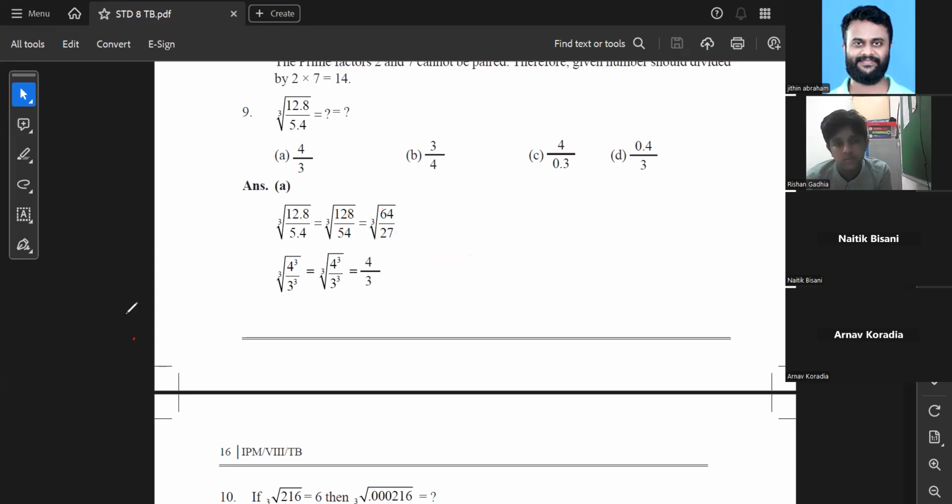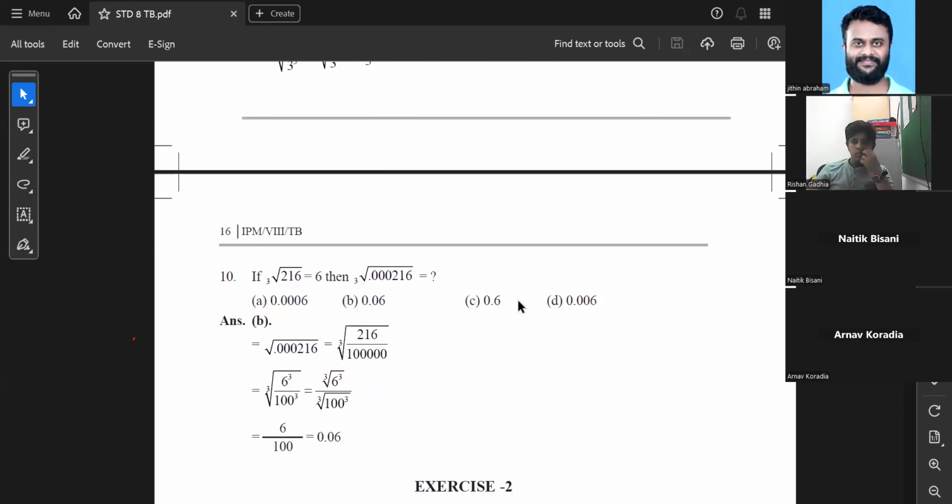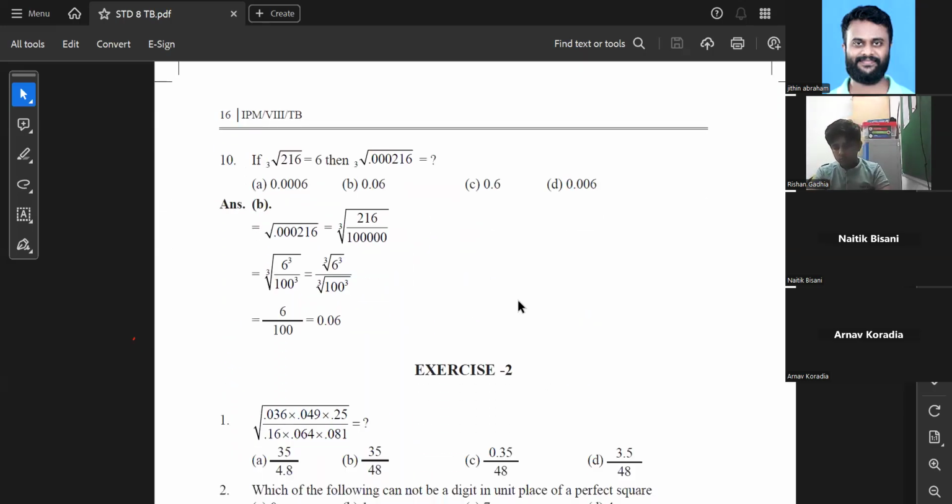Yes, sir. Sir, in the next problem, there is a printing mistake, no? It should be the cube root of 216. It is written as square root of 216. Yeah, this 3 has come down. Basically, it should be like this. So if the cube root of 216 is 6, then what is the cube root of this?